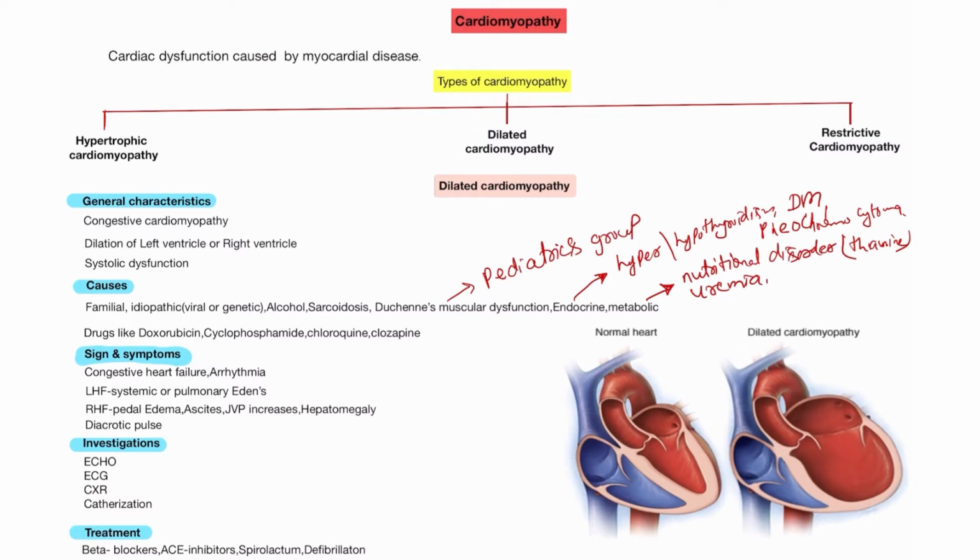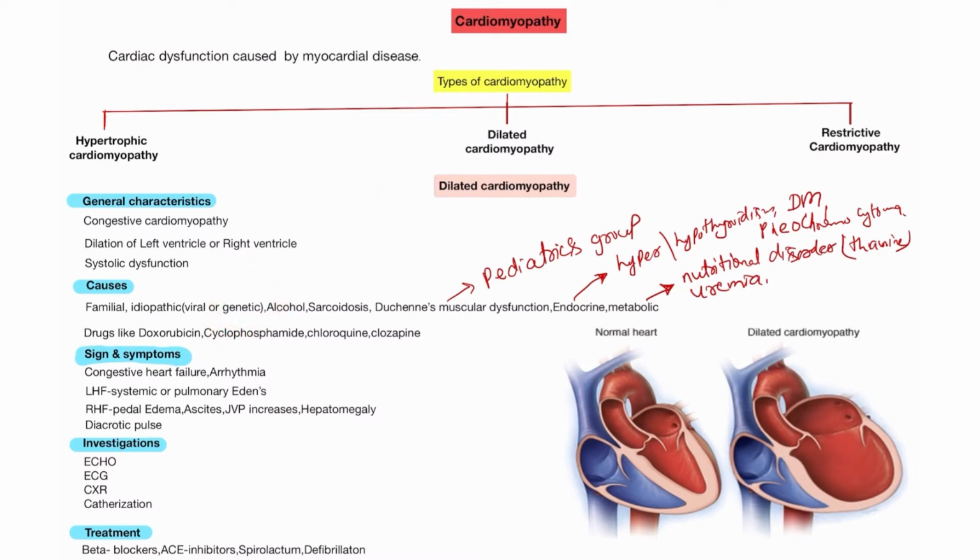Some drugs, please learn these drugs because they are very important: doxorubicin, cyclophosphamide, chloroquine, and clozapine. These drugs also cause dilated cardiomyopathy when taken for a long time. Also toxins like heroin and cocaine cause dilated cardiomyopathy. So these are the causes; learn them first, they are very important. And in the pediatric group, Duchenne muscular dystrophy and genetic causes lead to dilated cardiomyopathy.